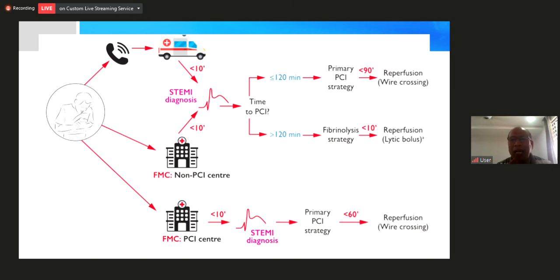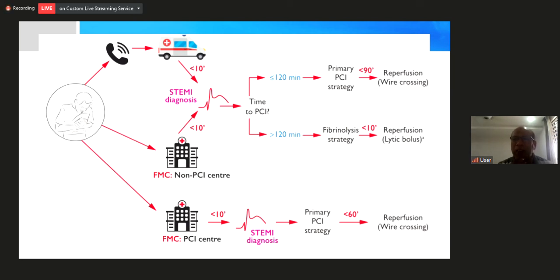If it is MI, they need to decide whether they want to treat and give something over there, clopidogrel or aspirin. In Australia, they can give lytic therapy in the ambulance. Here we don't have those facilities yet. Then you have to decide whether you want to send the patient to a PCI-capable hospital or whether you want to give thrombolytic therapy. It depends on the time. Time is very important.